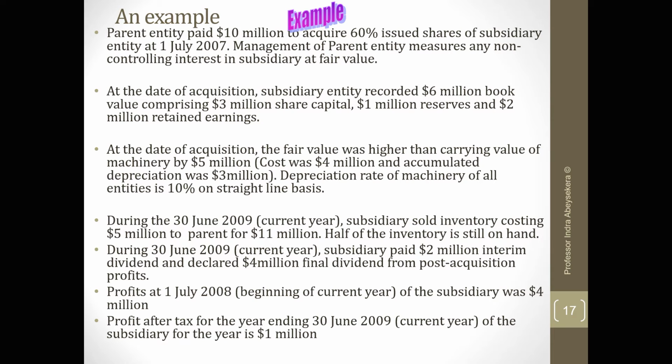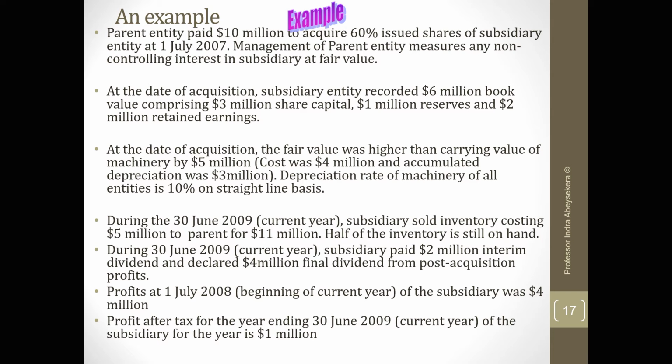So if we take an example here, a parent paid 10 million to acquire 60% shares of a subsidiary on 1st of July 2007, and management of the parent entity measures any non-controlling interest in the subsidiary at fair value. So that makes a call here on how much goodwill should be assigned to non-controlling interest, because there are two ways to measure the non-controlling interest by the parent.